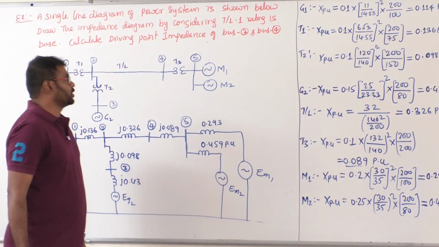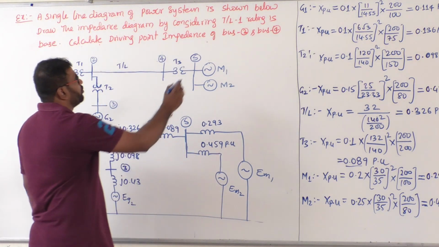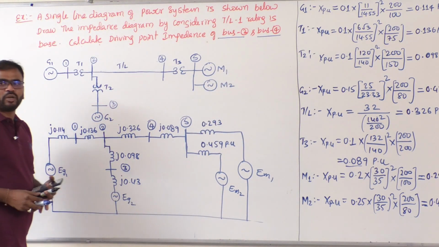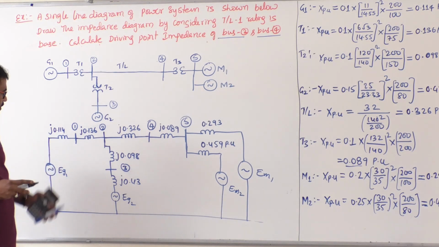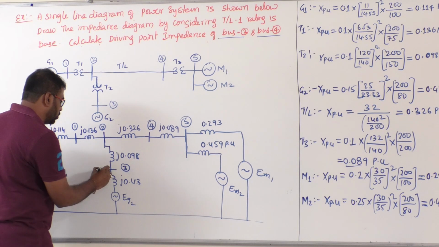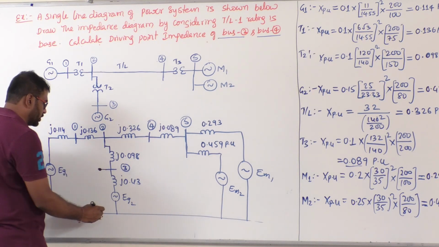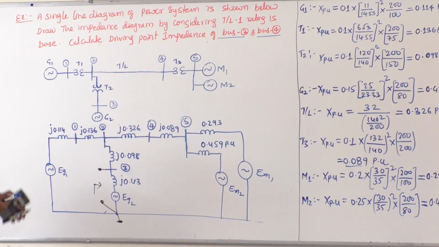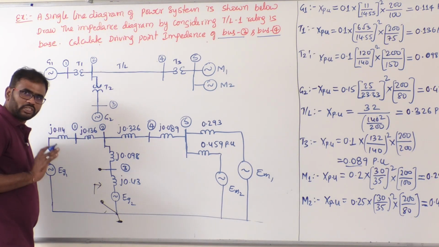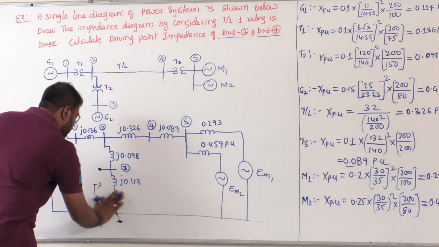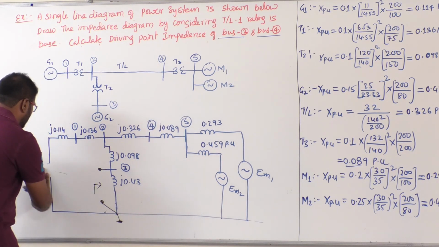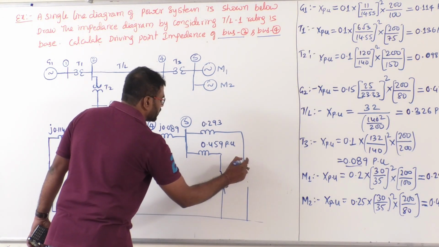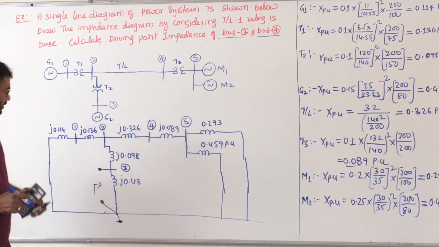Now coming to the last question. After drawing the impedance diagram, we need to calculate the driving point impedance of bus 3 and bus 4. Have a look, sir, how to do this. Indirectly, you have to calculate by looking into this terminal from the reference. This impedance we need to calculate. So before calculating that, we need to short circuit the voltage sources. If I short circuit here, and this voltage source also, these two I am short circuiting. Now just check what I get.